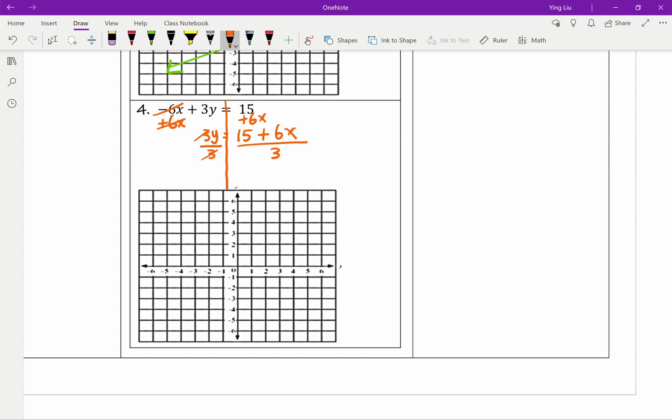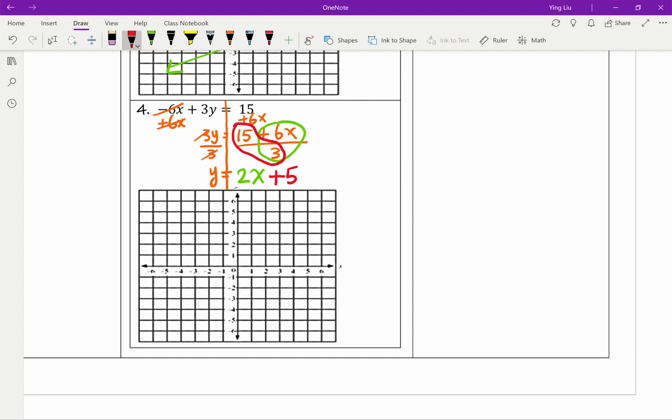So then we start grouping it. So it would be y equals, so first look at the term with the x. So we'll group these guys. So 6 divided by 3 is 2. So that's 2x. And then plus 15 divided by 3. So that's plus 5. So that's in the slope-intercept form.